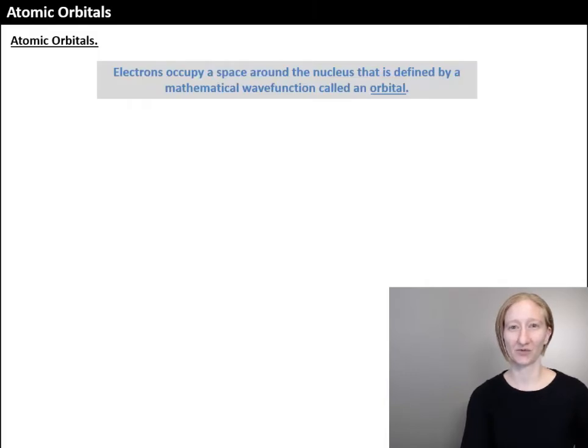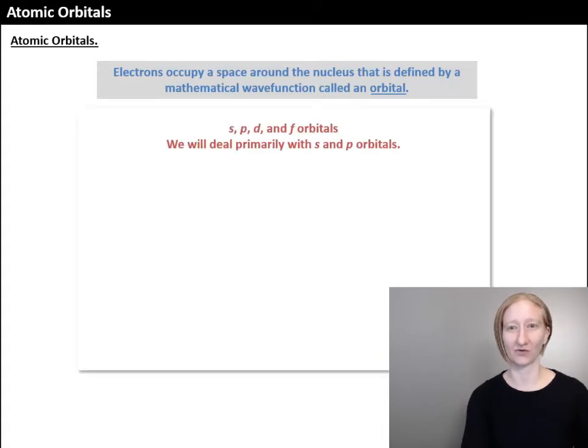We've seen atomic orbitals before, and that's where we'll start today, by reminding ourselves that electrons occupy a space around the nucleus that's defined by a mathematical wave function that we call an orbital. And while we have s, p, d, and f orbitals, we'll deal primarily with s and p orbitals, those that make sigma and pi bonds. Let's just take a minute to remember what these s and p orbitals look like.